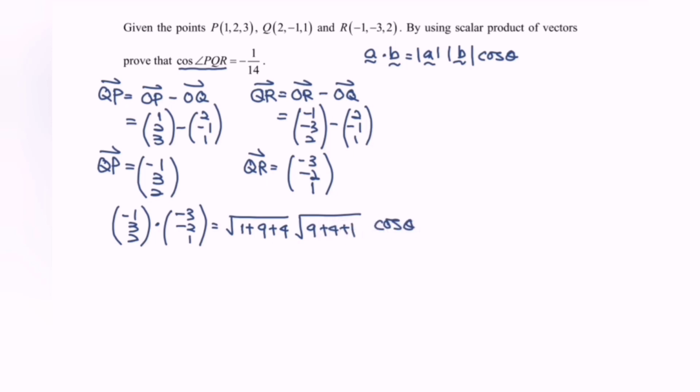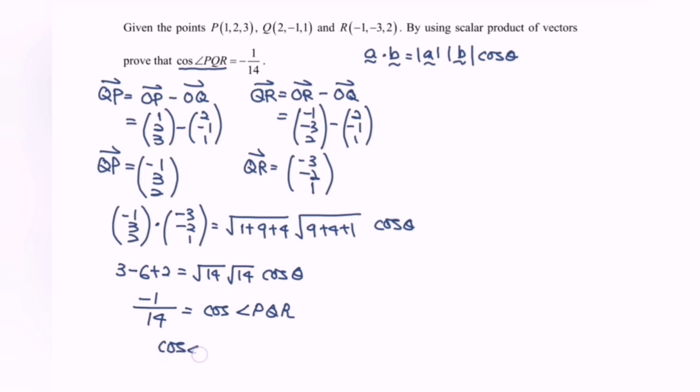Focus on the left hand side where we have to do the dot product. So 3 minus 6 plus 2 is equal to square root of 14 multiplied with square root of 14 cos theta. So 3 minus 6 plus 2 gives negative 1 over square root of 14 multiplied with square root of 14, where we will have 14, equal to cos of the angle PQR. So rewriting, cos of the angle PQR is equal to negative 1 over 14. And we have already shown the situation.